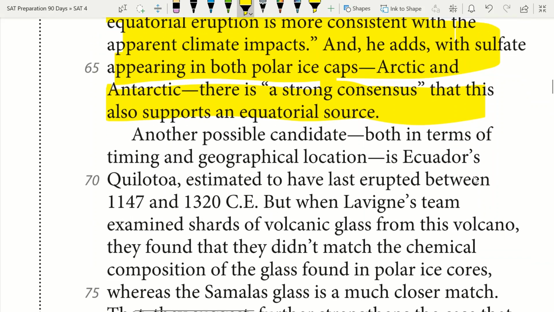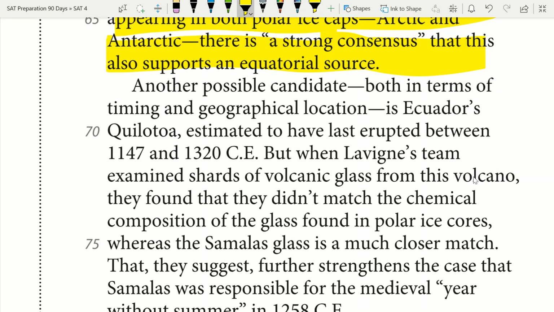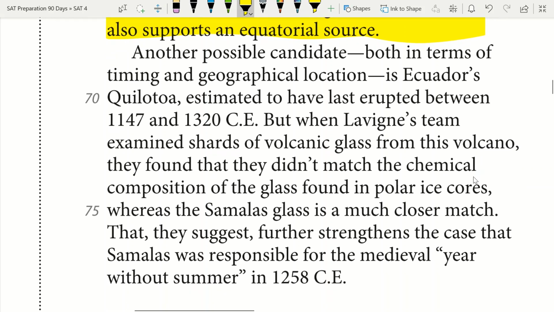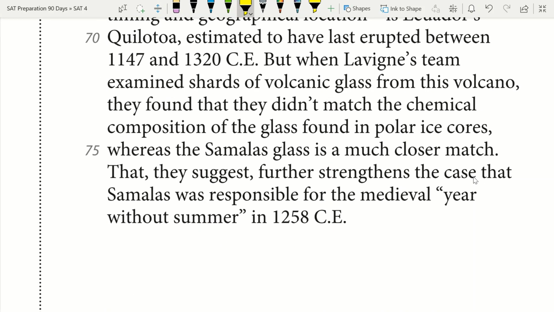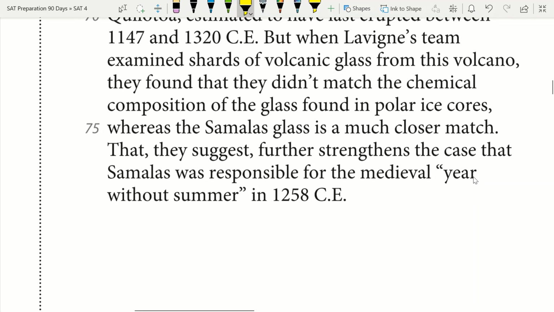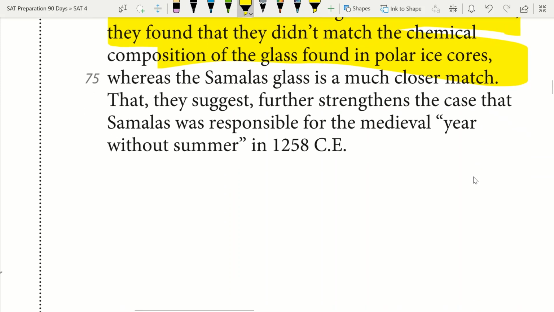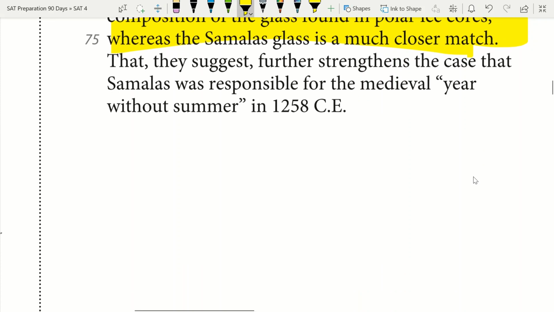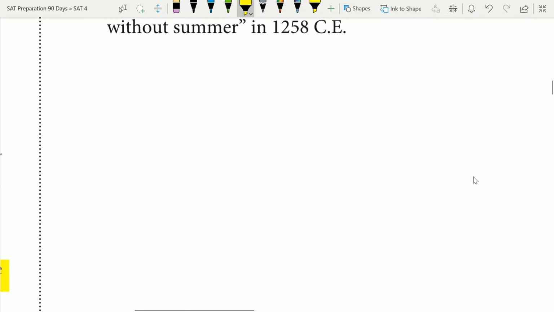Another possible candidate, both in terms of timing and geographic location, is Ecuador's Quilotoa, estimated to have last erupted between 1147 and 1320 CE. But when Lavigne's team examined shards of volcanic glass from this volcano, they found that they didn't match the chemical composition of the glass found in polar ice cores, whereas Samalas glass is a much closer match. That, they suggest, further strengthens the case that Samalas was responsible for the medieval year without summer in 1258 CE.